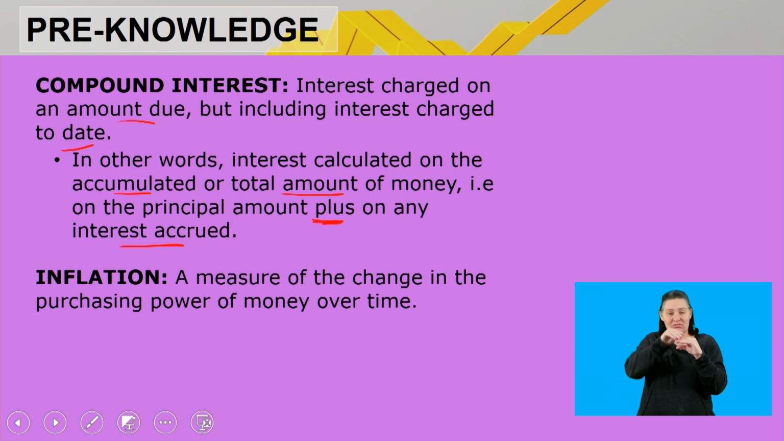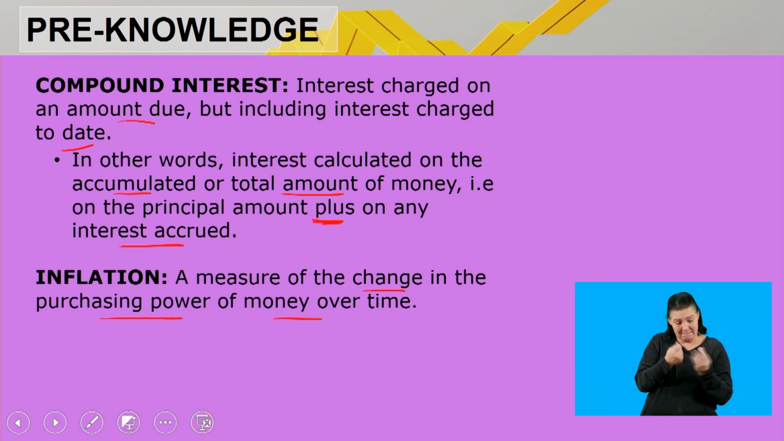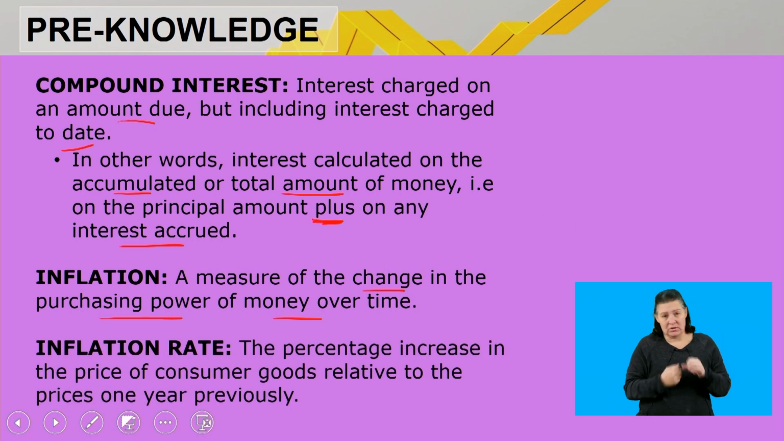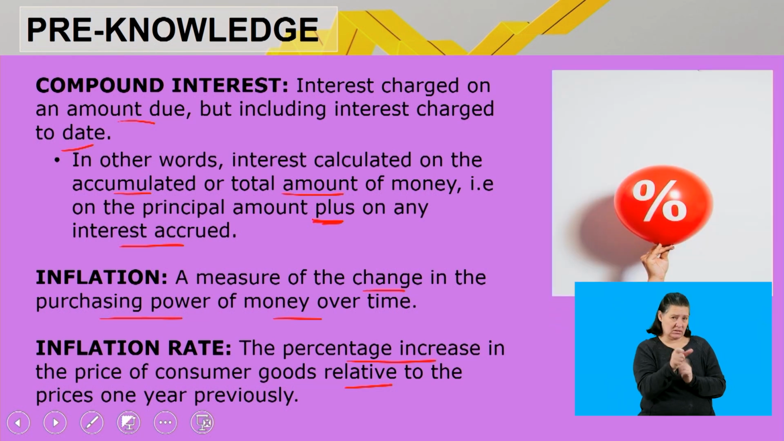Then what is inflation? Inflation is a measure of the change in the purchasing power of money, and that's normally over time, a period of 1 year. So it's a measure of change in the purchasing power of money over time. And then I also indicated here the inflation rate is the percentage increase in the price of consumer goods relative to the prices 1 year previously. So that's important terminology that you should be familiar with.